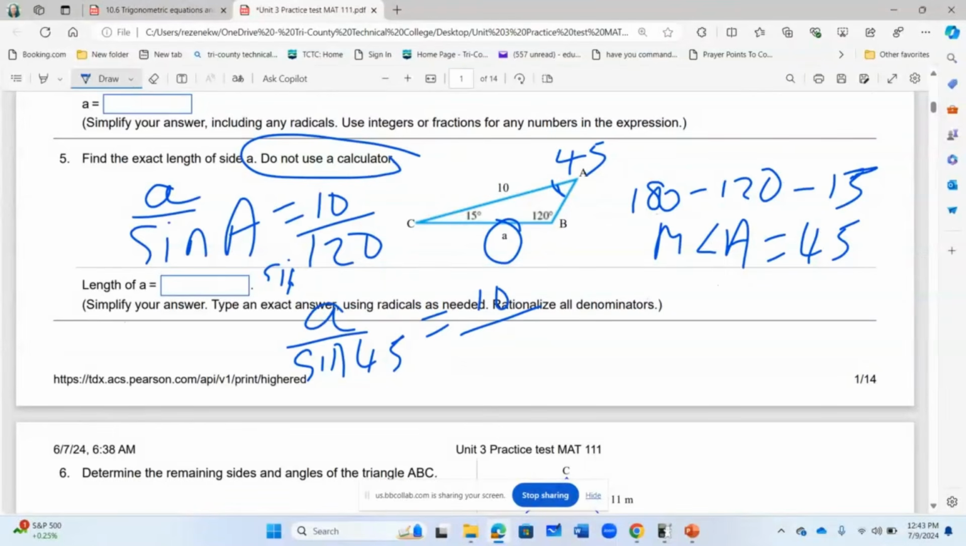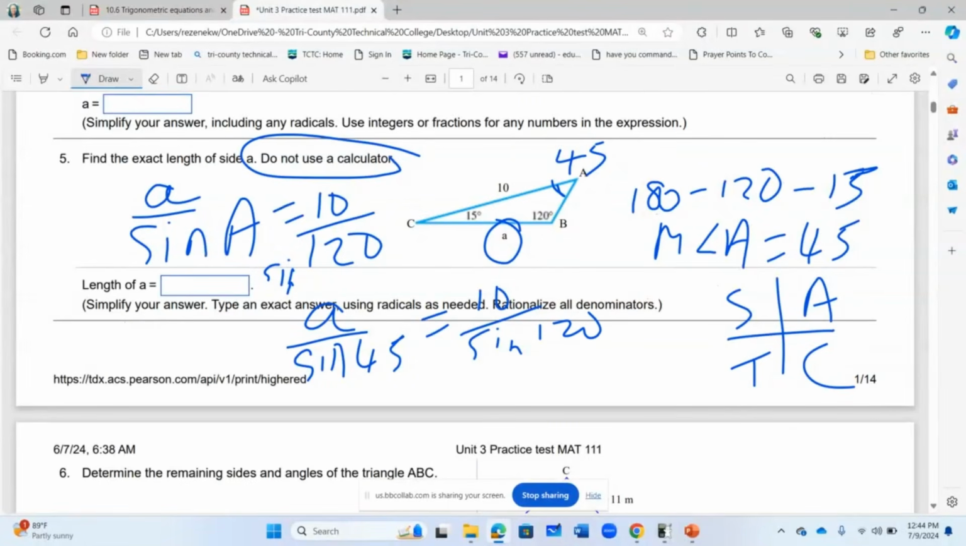Sine of 120 is in the second quadrant. All students take calculus. Sine is positive in the second quadrant. The reference angle to 120 is 60. That's 180 minus 120, so the reference angle is 60. I already know that sine 60 is root 3 over 2. So let me still write sine 120 here that way.